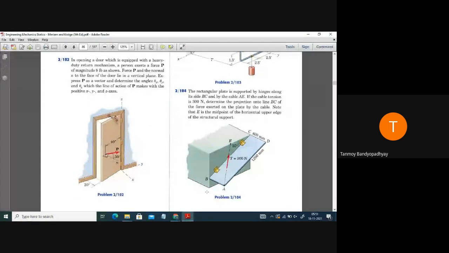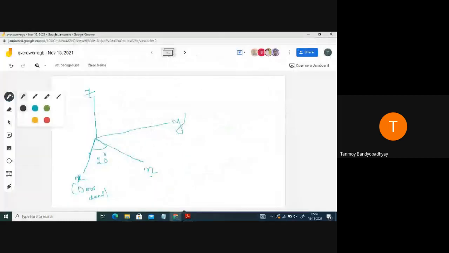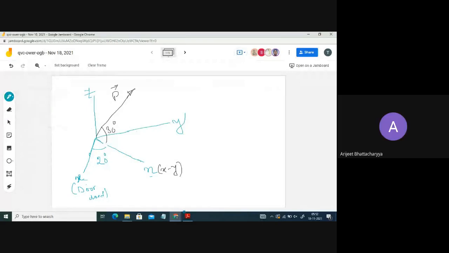So now let's draw the P force. How to draw the P force now? From this end, this is the P vector in space. This P vector will make an angle of 30 degree with the n vector. n is in the xy plane. n is a coordinate that is rotating in the xy plane. So this makes an angle of 30 degree with the P vector. Clear? Yes, sir.